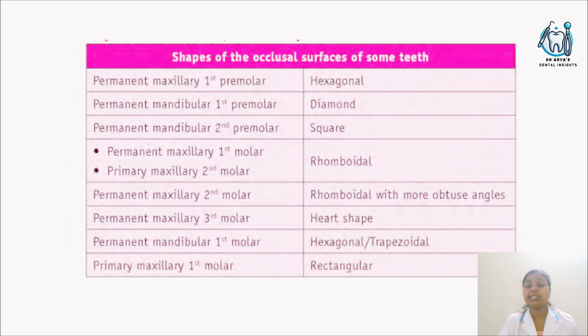Then shape of the occlusal surface of some teeth. Permanent maxillary first premolar, it is hexagonal. Permanent mandibular first premolar, it is diamond. Second premolar, it is square. Maxillary first molar, rhomboidal. Maxillary second molar is also rhomboidal. Then permanent maxillary second molar, rhomboidal with more obtuse angles. Maxillary third molar is heart shape. Mandibular first molar is hexagonal or trapezoidal, and maxillary first molar is triangular.